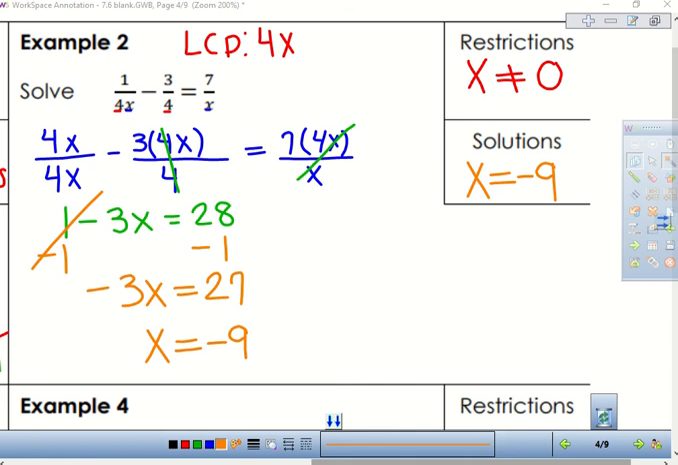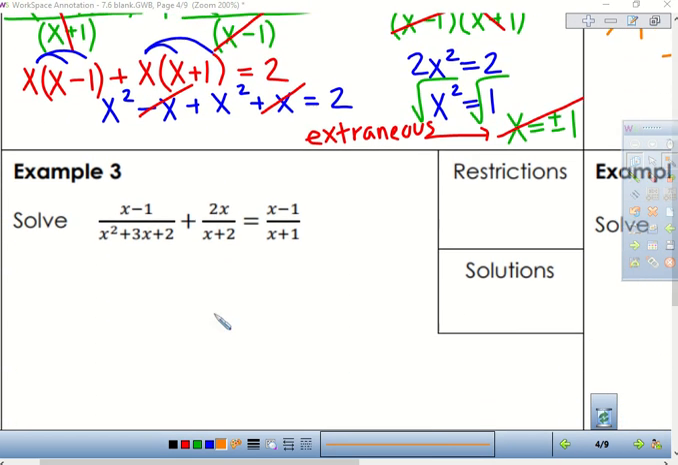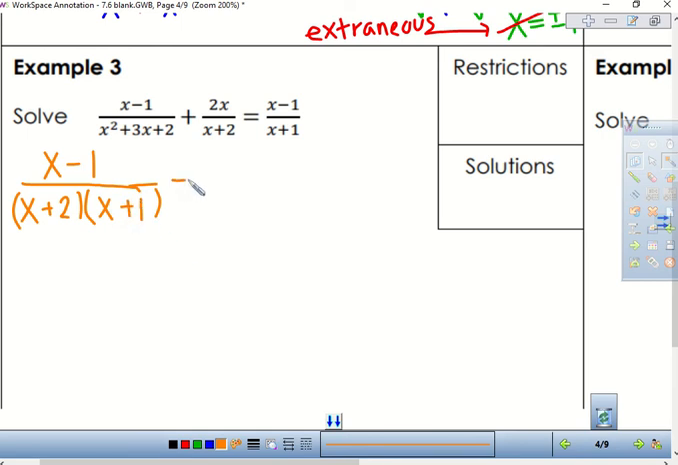So is everybody ready to try example 3? Alright, let's try example 3. So the first thing we want to do is factor if possible. Now can this one be factored? Yes, we can factor that denominator right here, and that factors into what? Good. This factors into x plus 2 and x plus 1, plus 2x over x plus 2 equals x minus 1 over x plus 1. So that's what we end up with at this stage.